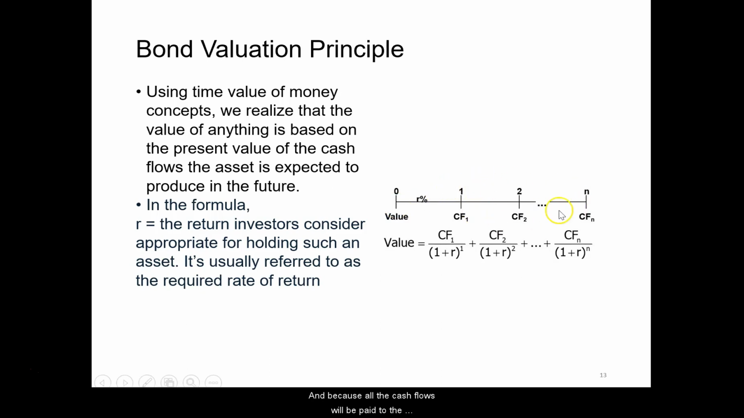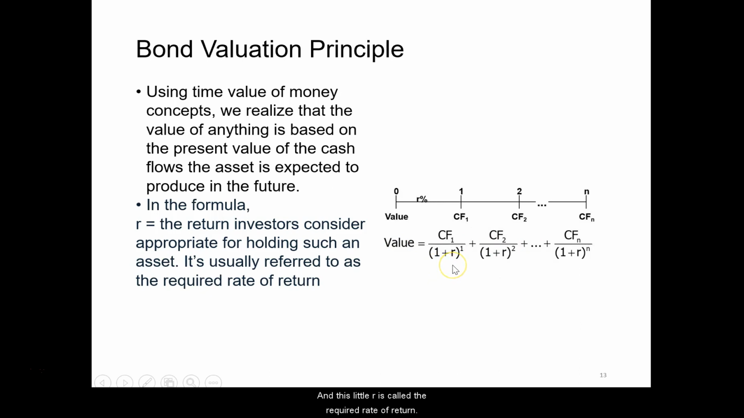And because all the cash flows will be paid to the investors in the future, and the investors have to pay for the security now, we are actually trying to calculate the present value of this security based on all the cash flows it can bring to the investors in the future. That's why you see this equation here, and if you look into it, you realize this is nothing different from what you have learned in Chapter 5 in terms of calculating the total present value of all the future cash flows. And we are using this little r here as a discount rate to calculate the present values.